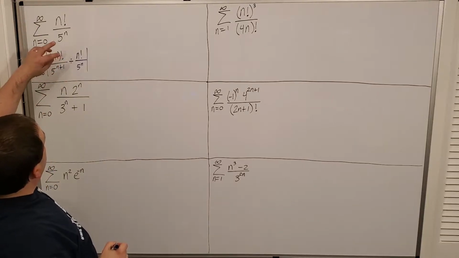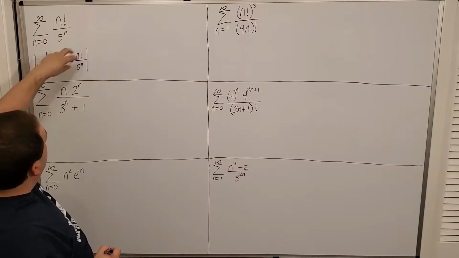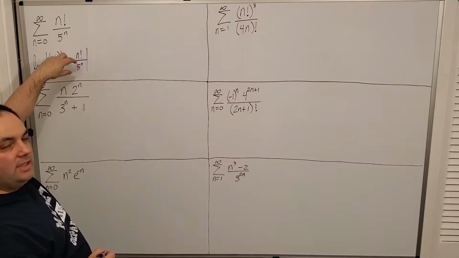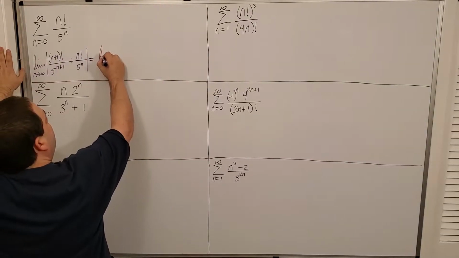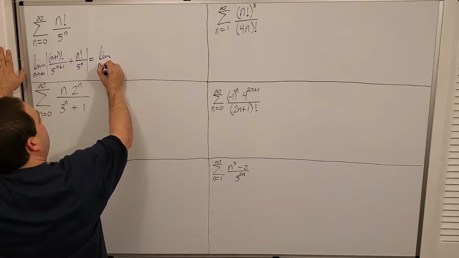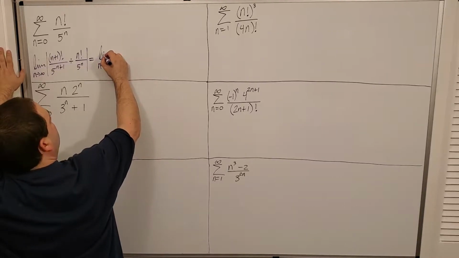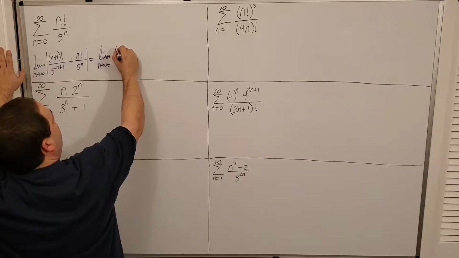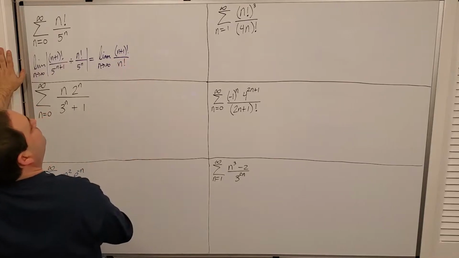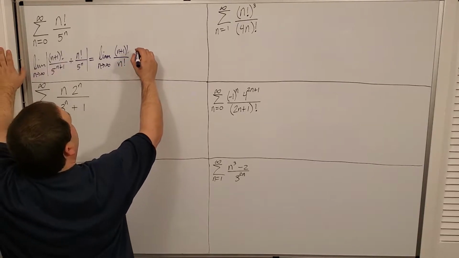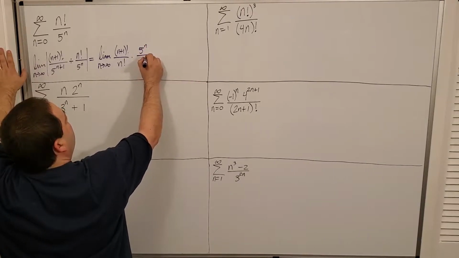So the lovely thing here is that when I do the reciprocal and multiply, I'll mix and match the things that go together. So when I do this, I'll have the limit as n goes to infinity of (n plus 1) factorial over n factorial times 5 to the n divided by 5 to the n plus 1.